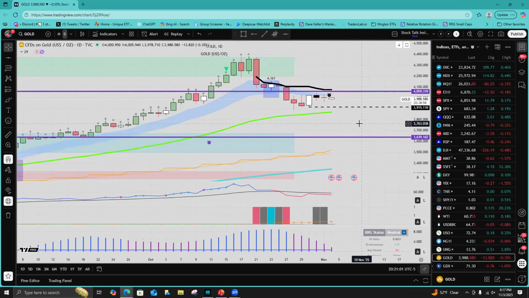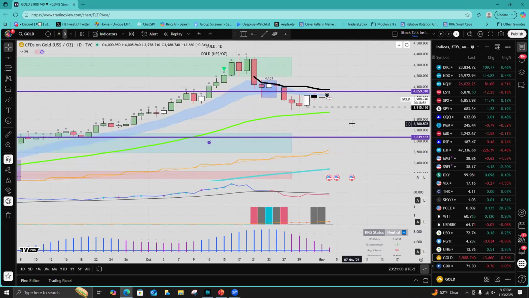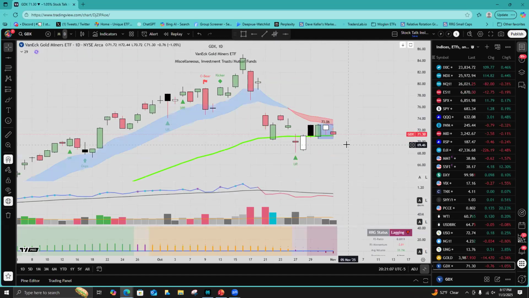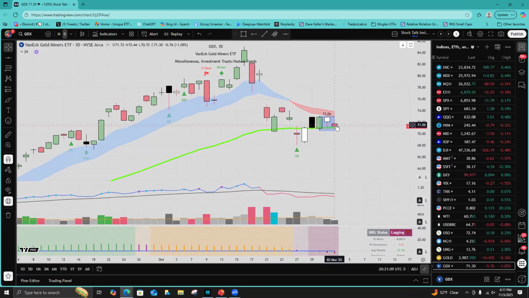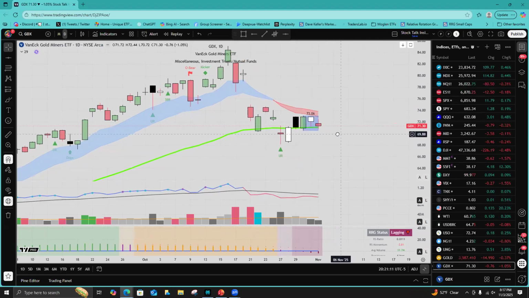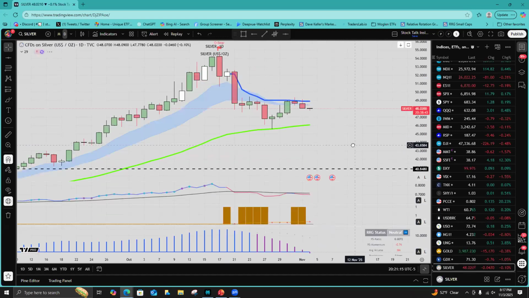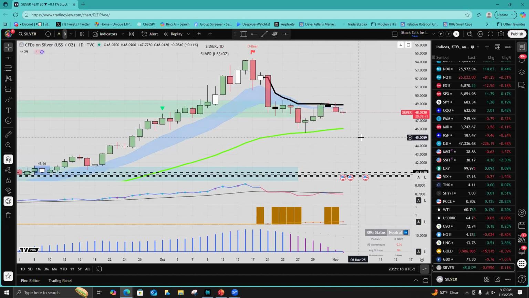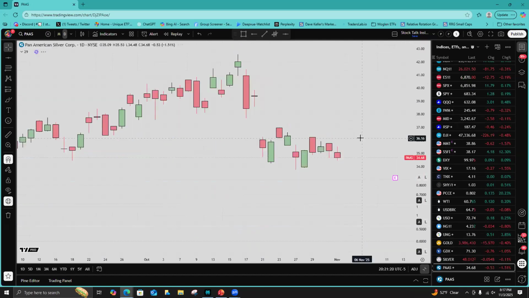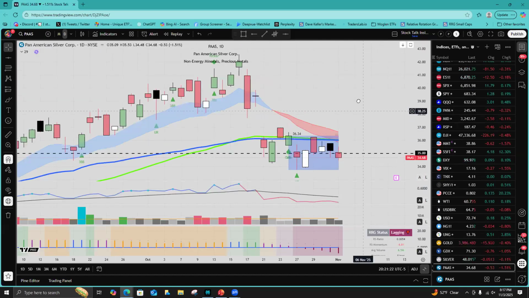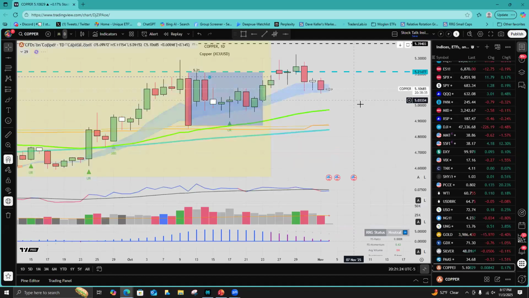Gold, it's not bullish right now. Just waiting on it to calm down a little bit. It's definitely sloppy looking right now. GDX setting that coil underneath that 10/20 cloud, or you could say right off that 50. It's not a bullish coil at all. Silver, nope. PAAS, so silver stock not looking good.